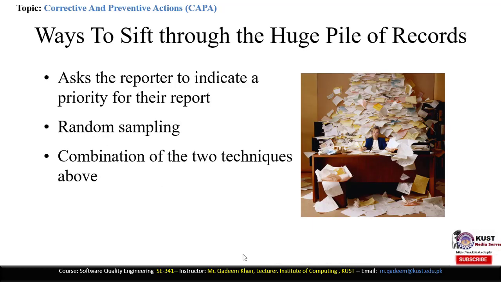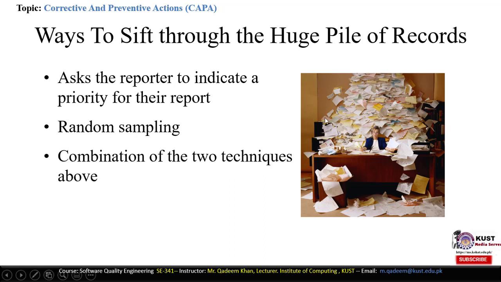But sometimes we are facing a lot of reports, and it's very difficult to sift through these huge piles of records here. As you can see in the image, if you have bundles of records that are mostly in written format, handling and reading such records for identification of the bugs is a very complex job. So what are the methods to cope with such situations?